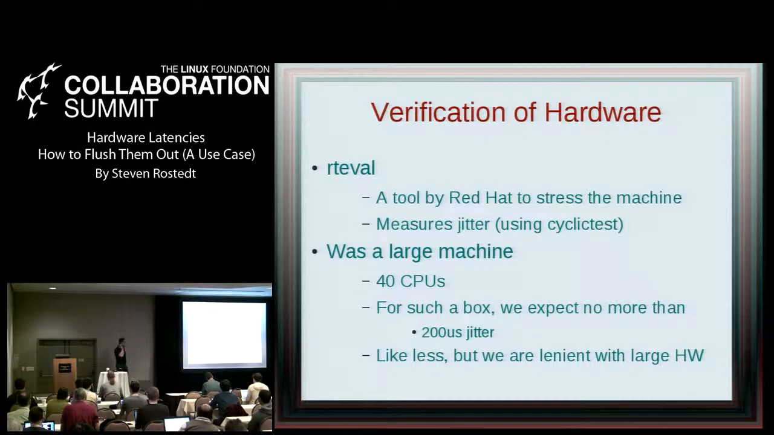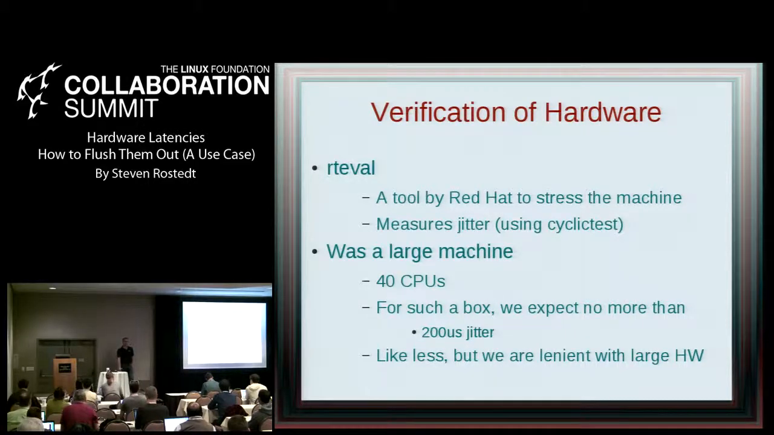The machine that the customer really wanted verified here had 40 CPUs, 40 cores. It had hyper-threading ability, so if you turn that on it becomes 80 cores, but we didn't want that. So we kept it at 40 cores, which the customer was fine with. They didn't need the 80-core switch. And for such a machine, we allow a maximum of 200 microsecond jitter, which is actually 150, I think, is our standard for allowable jitter.